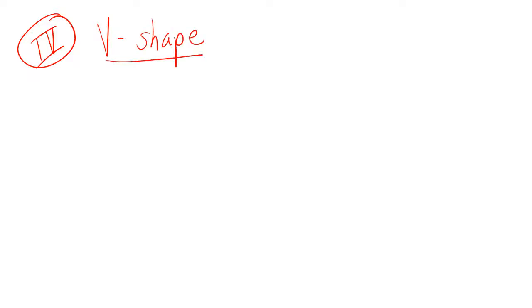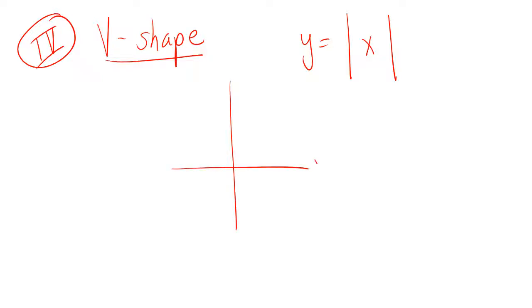The next graph is the V shape. A V shape will always occur when you are given an absolute value with the x value. Now notice it is x to the first, but it has absolute value. This graph is exactly as the name implies. It's a V. Now that V may be placed in different spots depending on how the equation was presented.